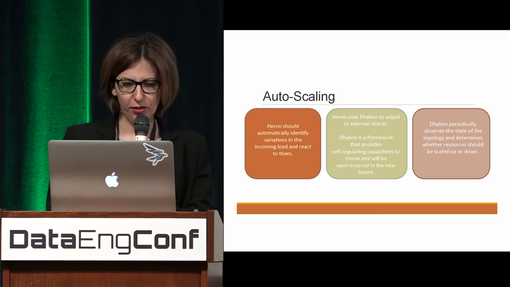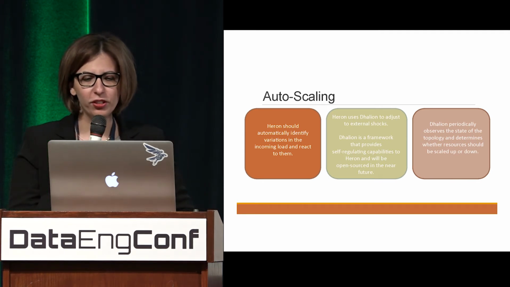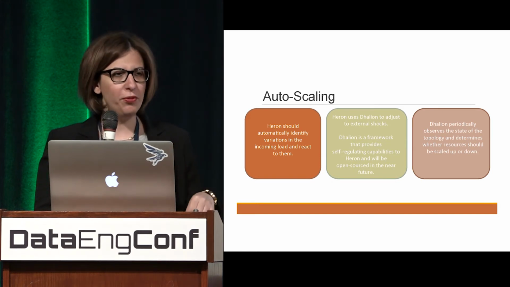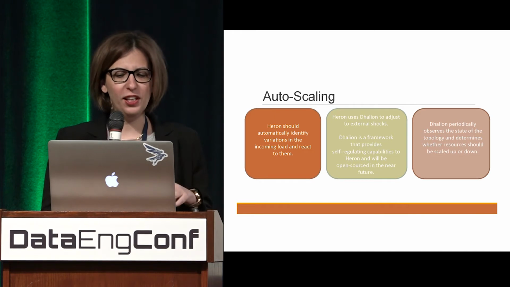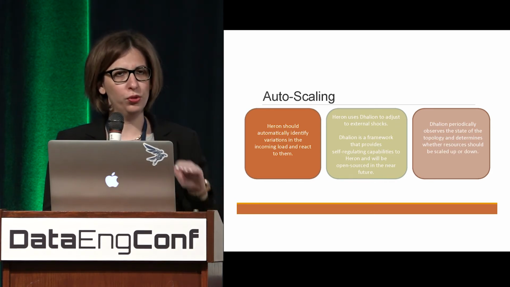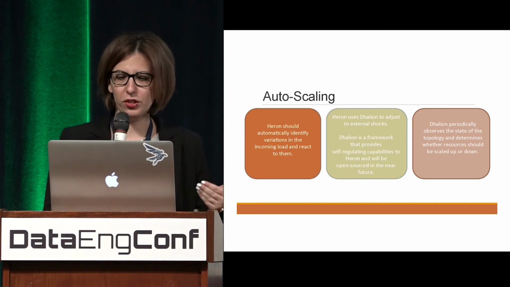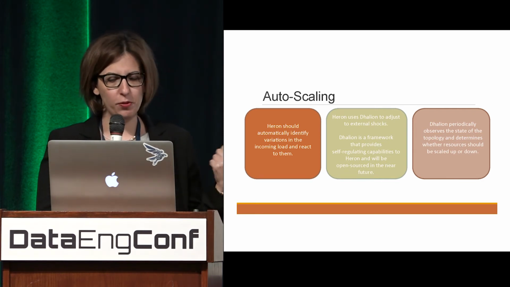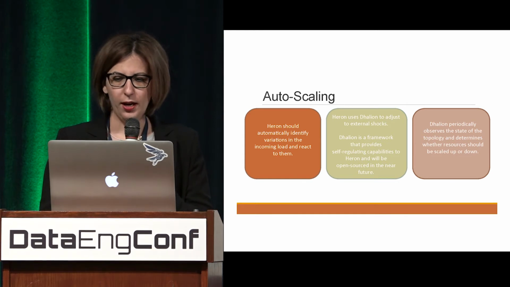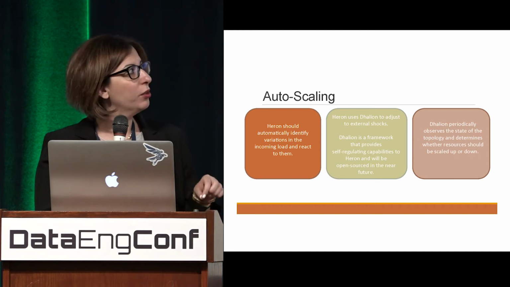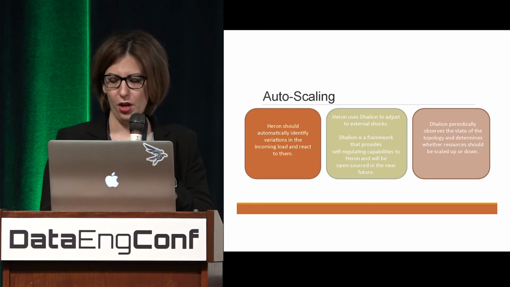So to do that, we built a framework called Dhalion. Dhalion is essentially a framework that sits on top of Heron and other streaming engines potentially, and provides self-regulating capabilities to them. And I will describe a bit later what I mean by that. The idea is that Dhalion will take data from Heron, and it will understand when there is a problem, and it will try to retune the topology, maybe scale up or scale down resources. Dhalion will be open source in the near future, maybe in 1 or 2 months, as part of the Heron project. Dhalion periodically observes the state of the topology and determines whether we need to scale up or down resources.